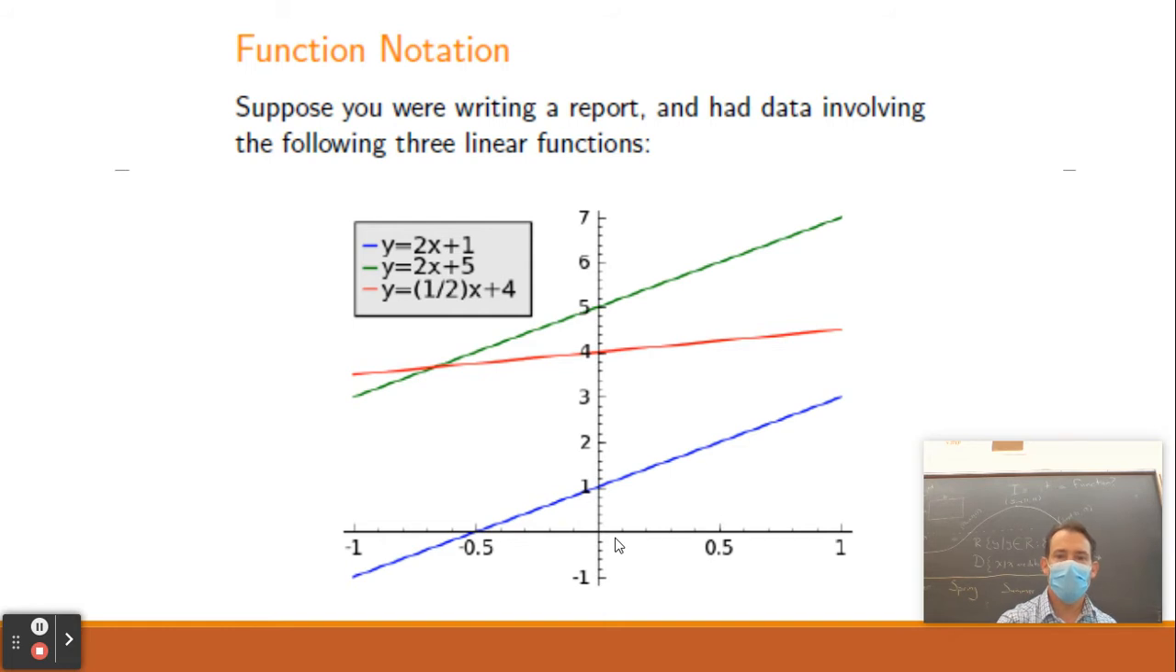Here is a situation that gets confusing when you don't have function notation. Imagine you have these 3 lines. Y is equal to 2x plus 1, y is equal to 2x plus 5, and y equals 1/2 x plus 4. So we see there's one solution there to these 2 lines. There's going to be another solution over there with this red line and this blue line. The blue line and the green line, will they ever have a solution? Will they ever touch? No.